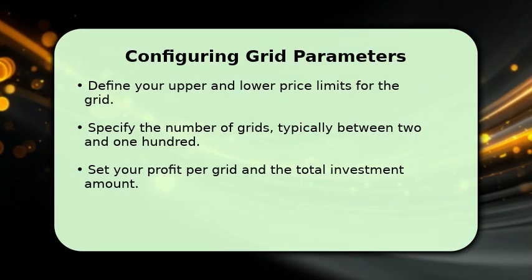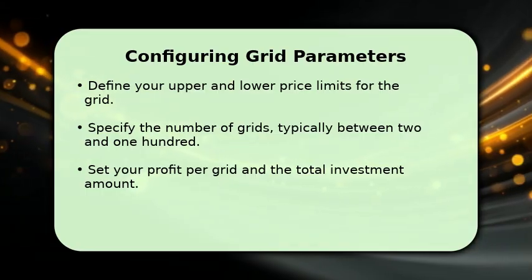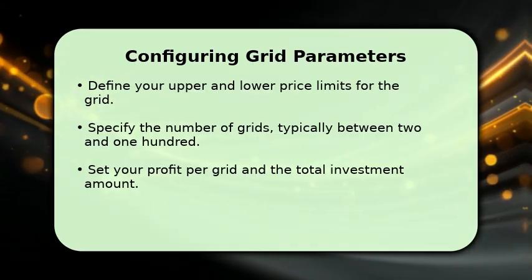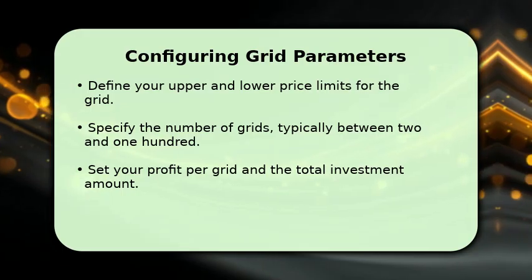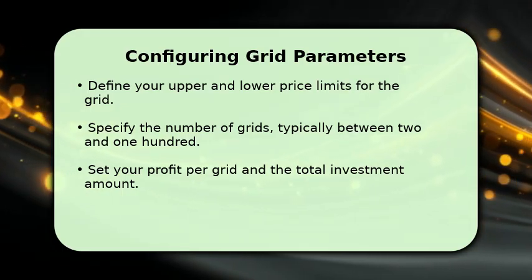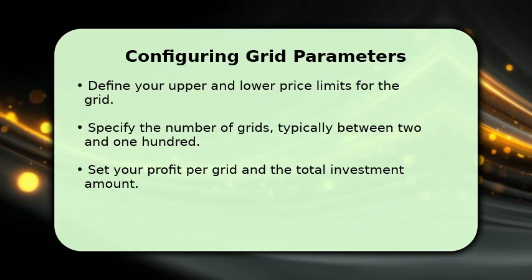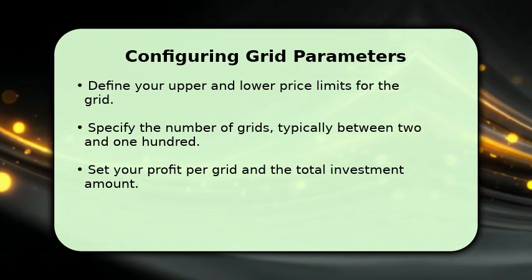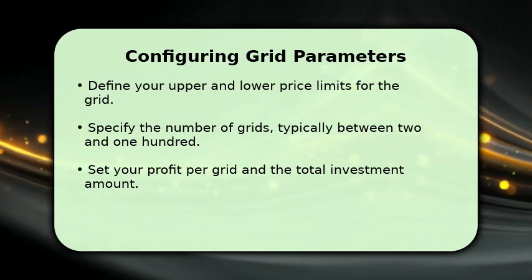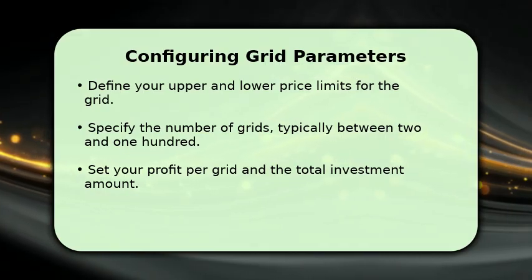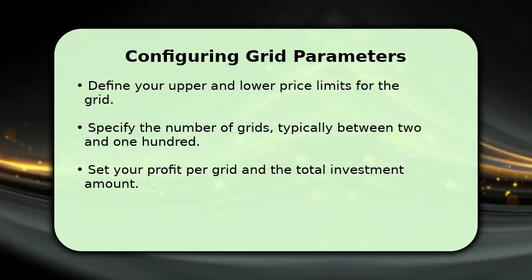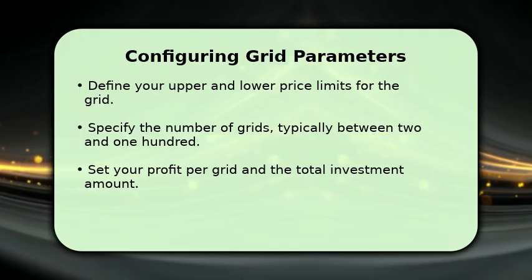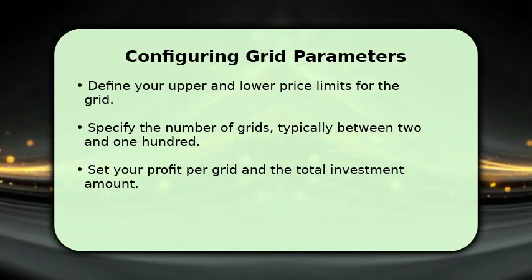Now, let's configure your grid parameters. First, set your upper and lower price limits, which define the range where your bot will operate. Then, decide on the number of grids. A common choice is between 10 and 50 grids, depending on your desired density. You will also specify your profit per grid, which is the percentage gain you aim for on each trade, and the total investment amount for the strategy.